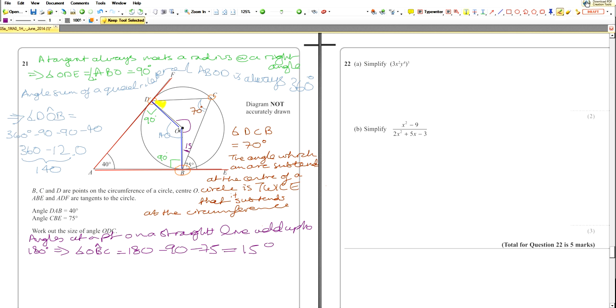Now, what about this angle here? Well, these two add up to 360. That's a nice easy one. So we can say now here, angles at a point O add up to 360 degrees. Therefore, angle DOB is equal to 360 degrees minus what we just worked out earlier, which was 140. So 360 minus 140 will give us 220 degrees.